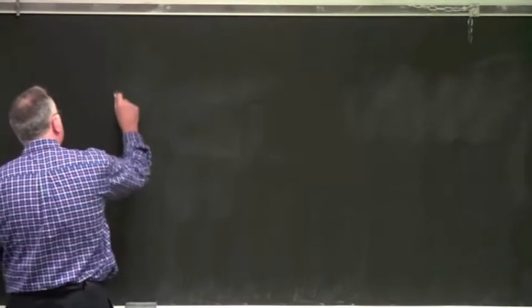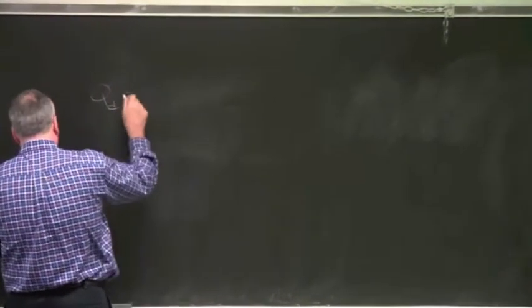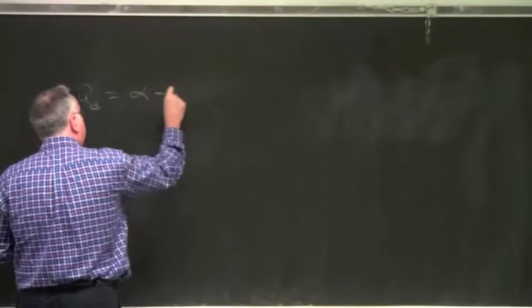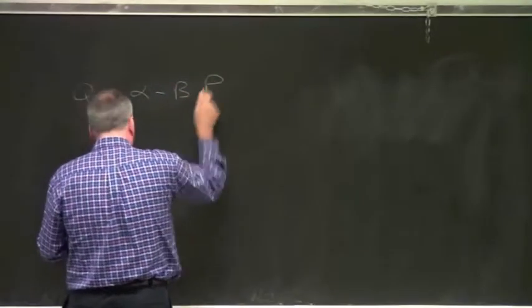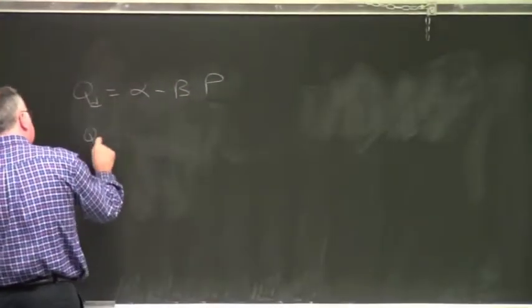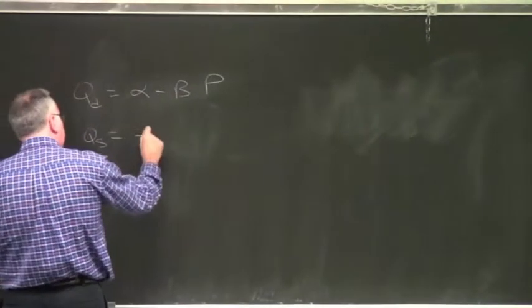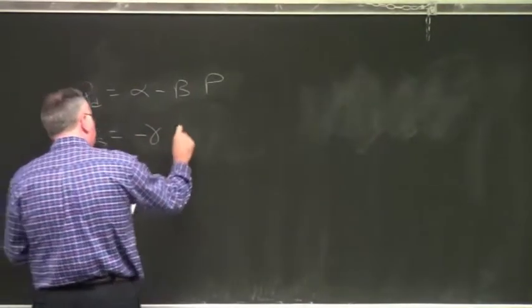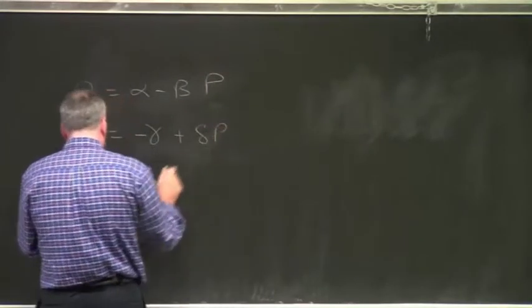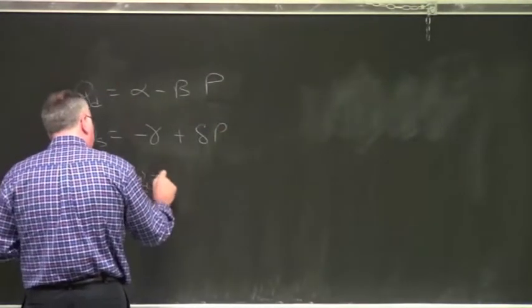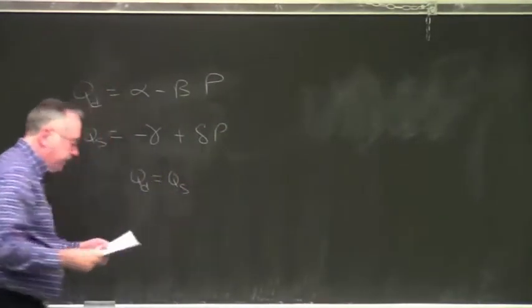This is basically the supply and demand model again with just different notation. QD equals alpha minus beta P. QS equals minus gamma plus delta P. And an equilibrium condition. And we solve it using a process of elimination of variables.